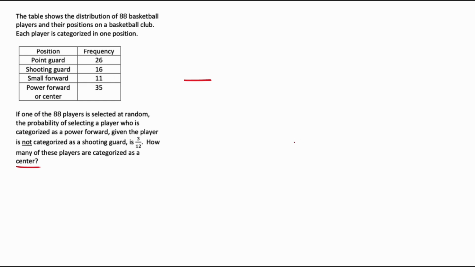So in this case, if we imagine each player being a side of the dice, then that is going to be the bottom right here. But we have to pay close attention. It's not 88 because it says given that the player is not categorized as a shooting guard.